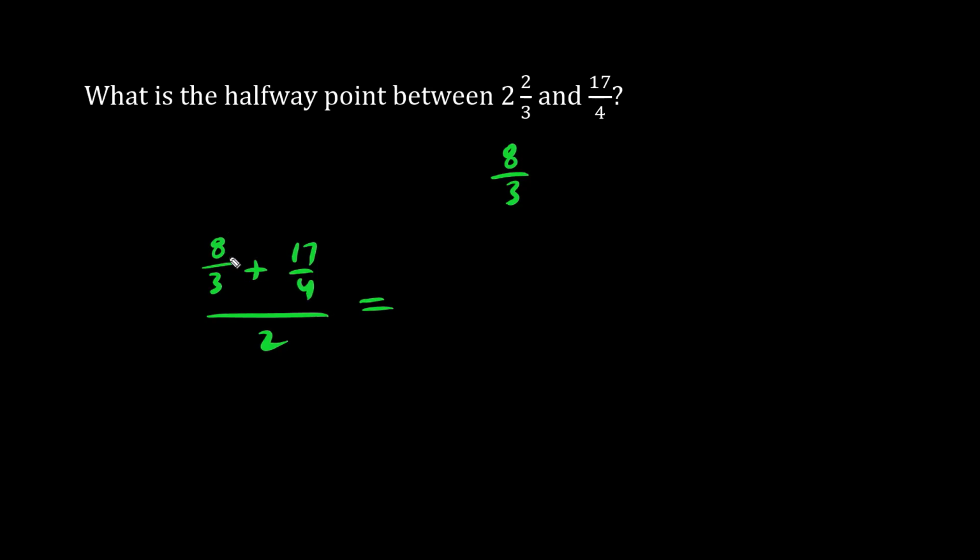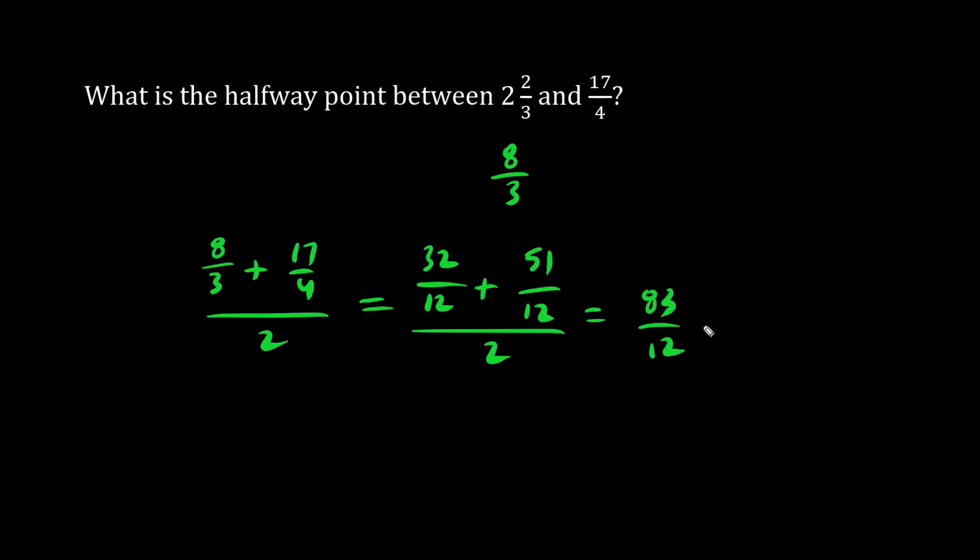So focusing on the numerator, the LCM of 3 and 4 is 12. 3 times 4 is 12, so we multiply the top by 4. So we have 32. 4 times 3 is 12, so let's multiply 17 times 3. We have 51, and we're still dividing by 2. 32 plus 51 is 83 over 12, and we're dividing by 2. Dividing by 2 is the same thing as multiplying by the reciprocal, 1 over 2. So we have 83 over 24 as our answer, the halfway point.